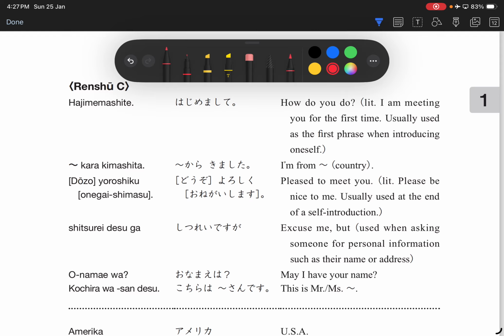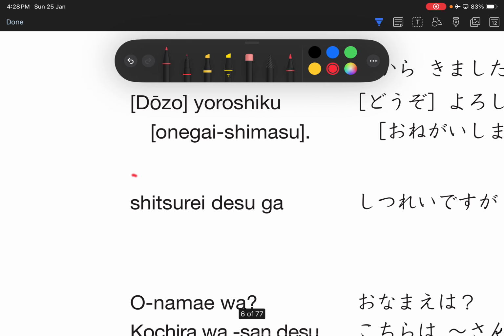Right? So next we have 失礼. We break out the word: it is shi, tsu, and re. Not re, L-E. R is an L sound. So 失礼 means rude.